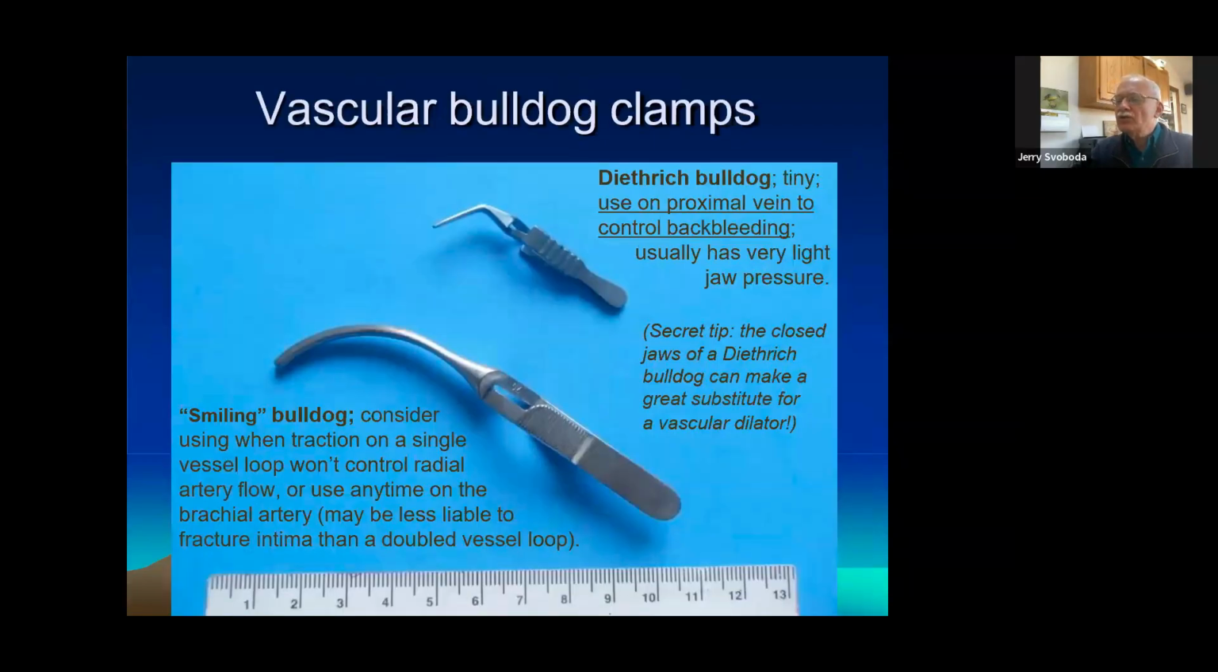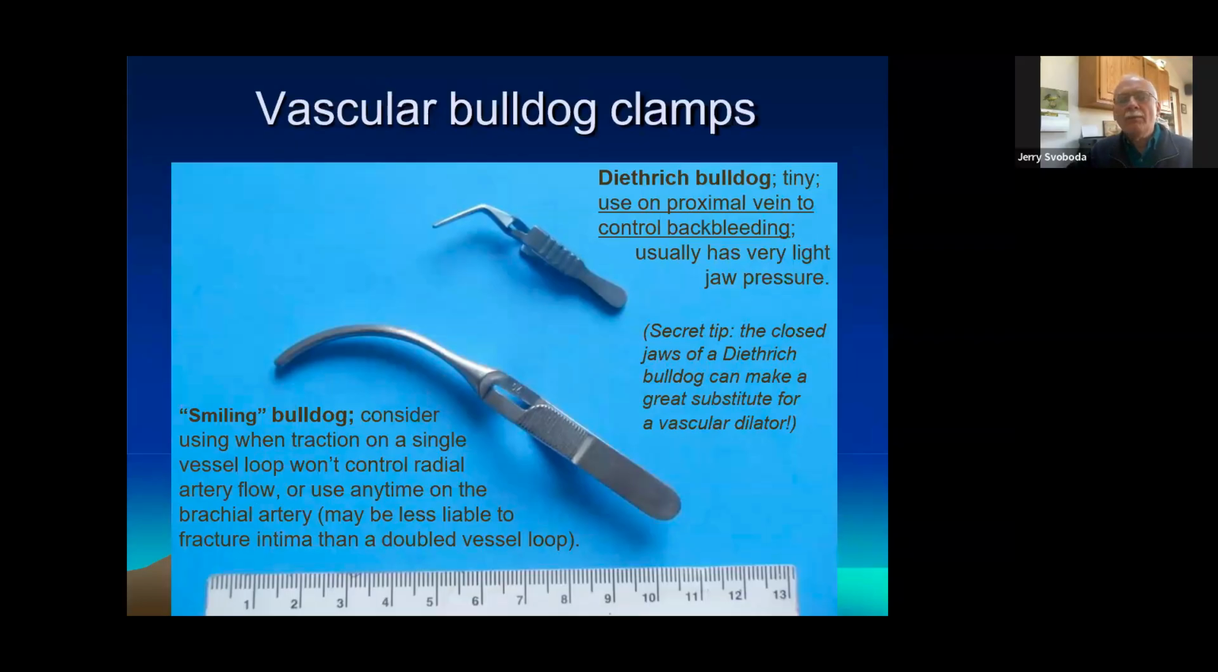Vascular clamps are used during AV fistula surgery. Once again, these things are not absolutely necessary, but very helpful. These are two types of bulldog clamps. The little one on top is used to control back bleeding from the vein. So it's very delicate and a very light touch on the jaws. It doesn't damage a delicate vein.